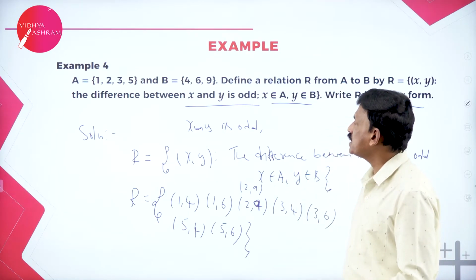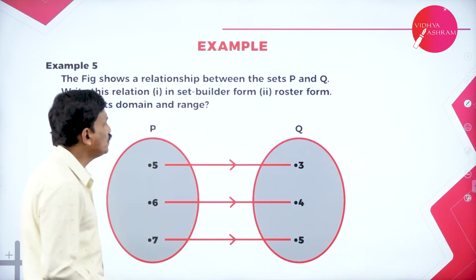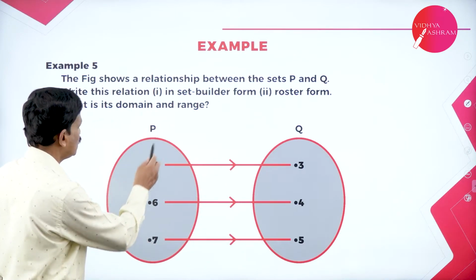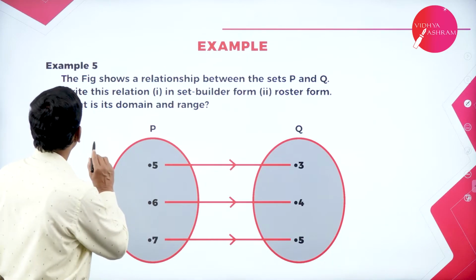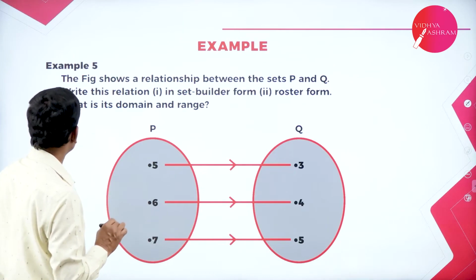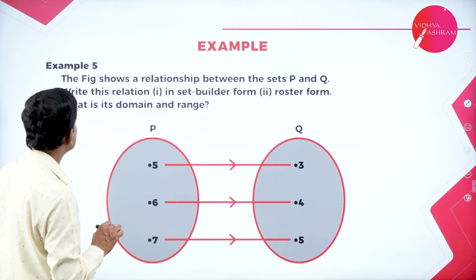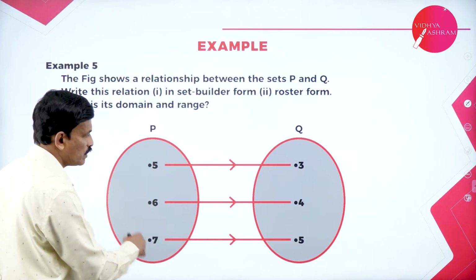Now let us come to the next problem. The figure shows a relationship between P and Q. In the figure there is a relation which is indicated by an arrow mark. Write this relation in the set builder form, roster form, and also its domain and range. Okay. Now this is the problem given.